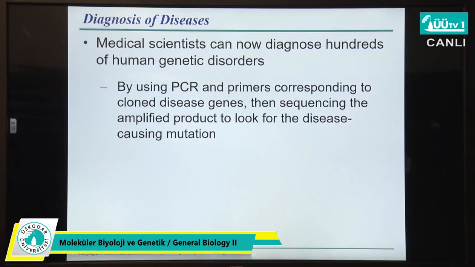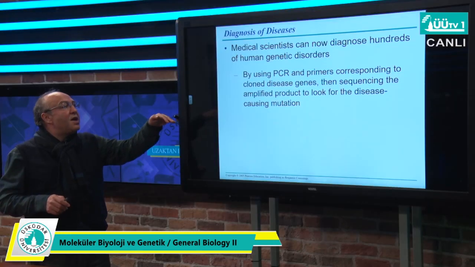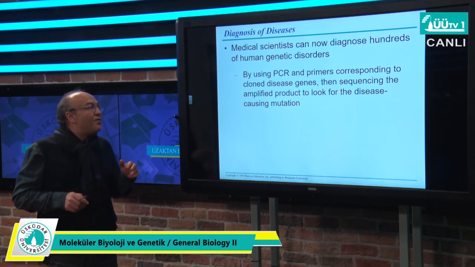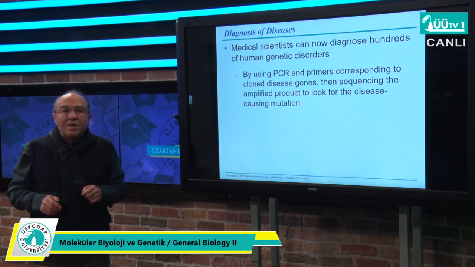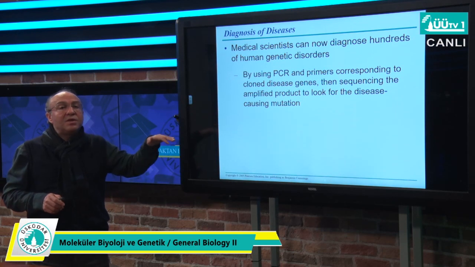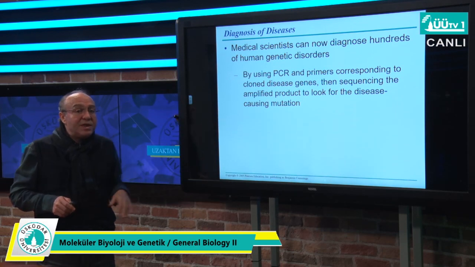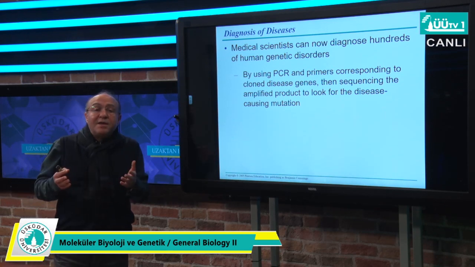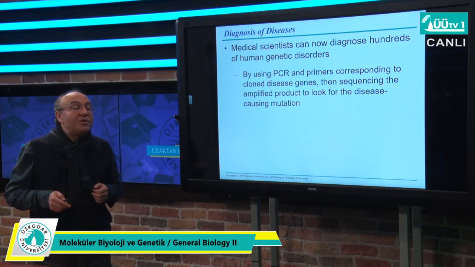And we are also using it in medicine for diagnosing diseases. Medical scientists, for example, can now diagnose hundreds of human genetic disorders by using PCR and primers corresponding to the cloned disease genes, then sequencing the amplified product to look for the disease-causing mutation. When we find out which kind of mutation occurred in the genes, we can design a protocol to treat these kinds of diseases.